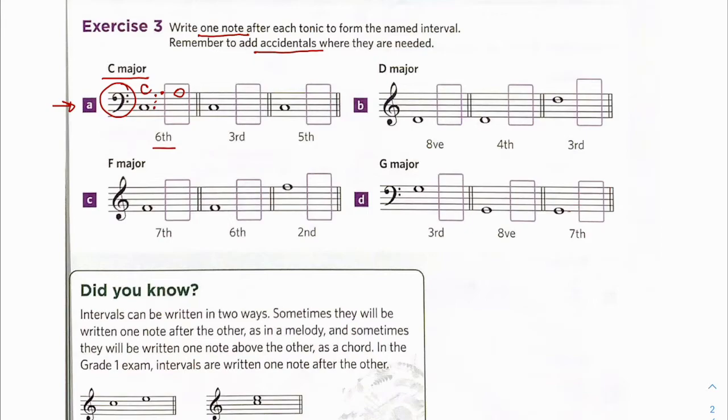Next bar, again, we will start with a C. This time we want an interval of a third, so all we need to do is go up to the next space here. Next bar, again, starting with C, we want an interval of a fifth, so this time we need to skip 2 times. So from this space, if we go here, it will be a third, and if we go up to another space, it will be a fifth. So the answer is this.